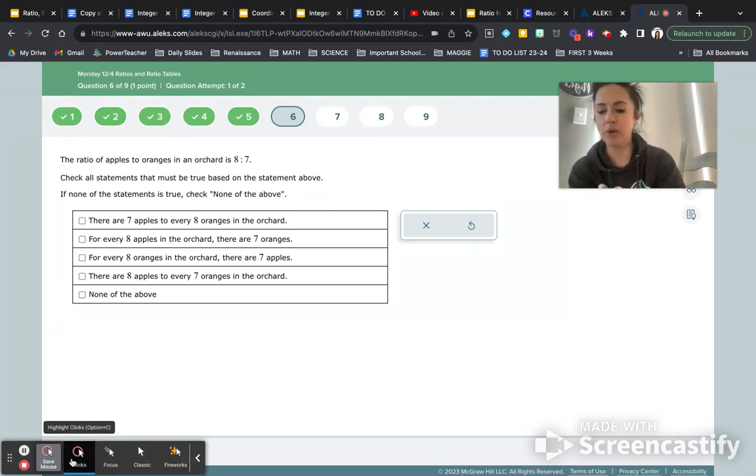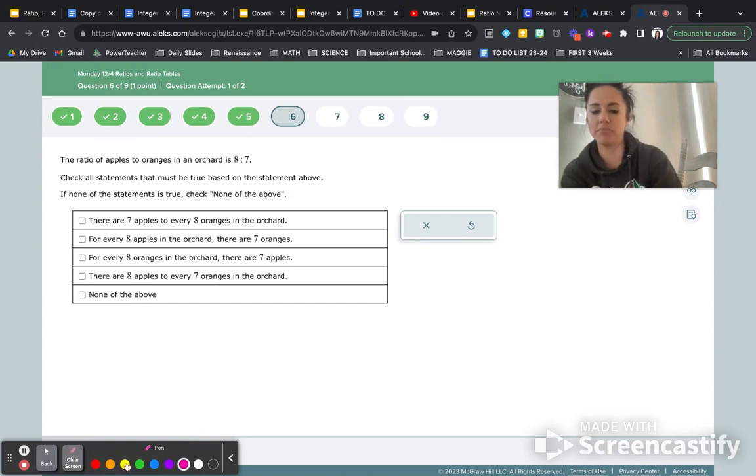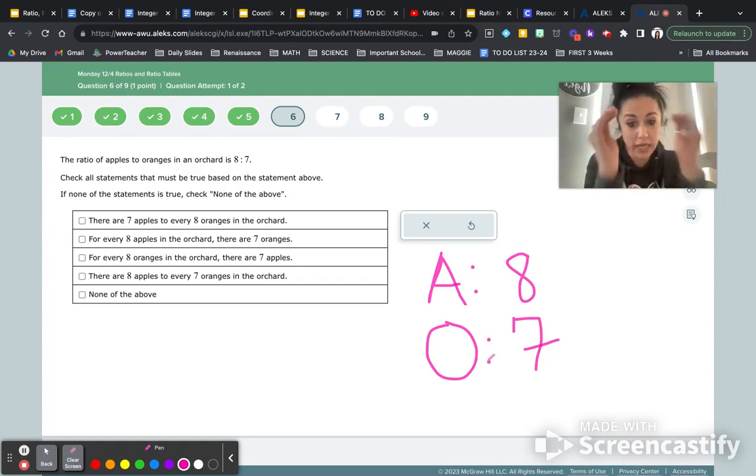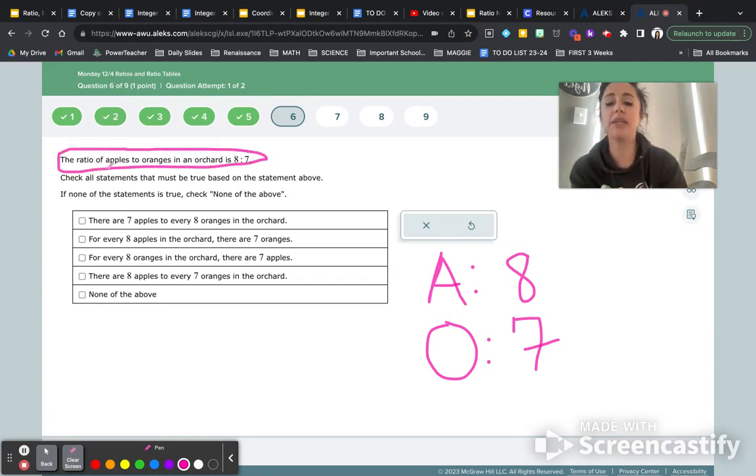So just to help you guys out, anytime you're doing this, I would honestly recommend going through and just drawing pictures. It always helps me anyway. So if I have apples, 8 to oranges, I have 8 apples and I have 7 oranges, correct? Now that I have that to visualize from the original, it's asking me to read all of these statements down below and check it off if it's also true.